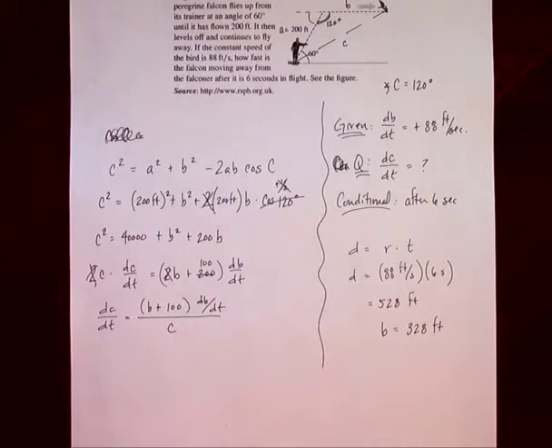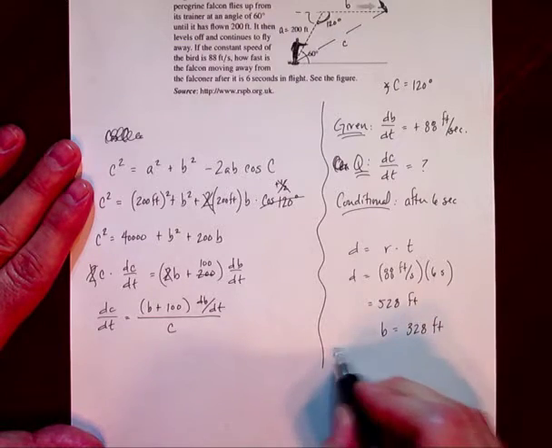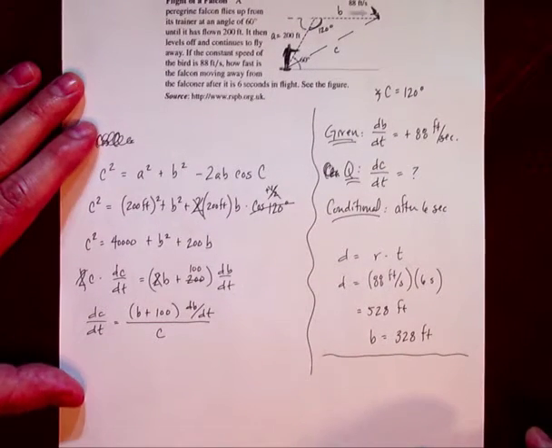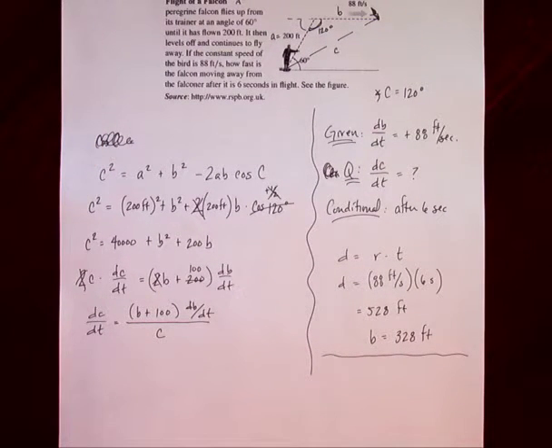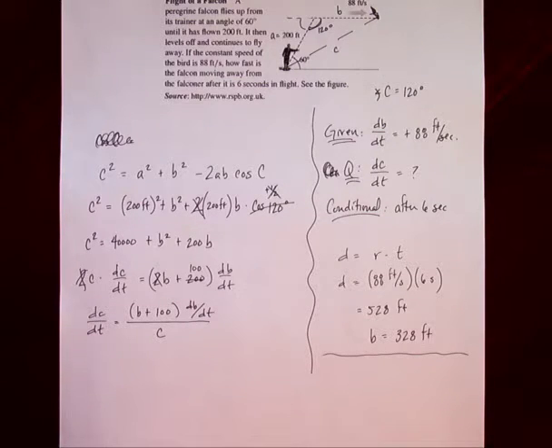Well, I have b, and I have db/dt. I don't have c. So I need to go ahead and use the law of cosines to find that last piece of implied conditional information, basically. And I may actually pull out a separate sheet of paper to do this simply because I don't want to crowd out the rest of what's going on here.